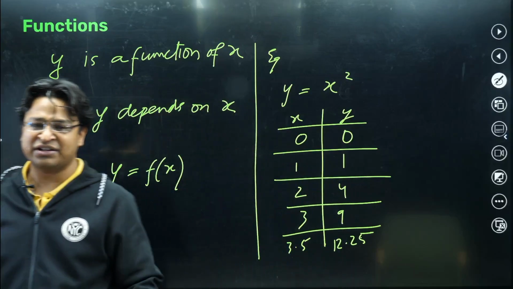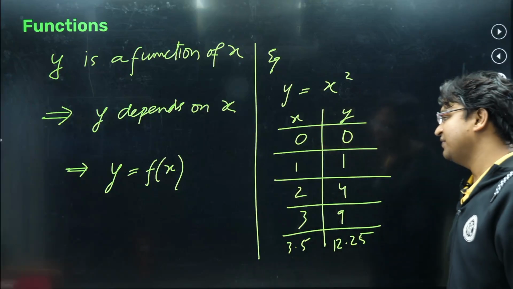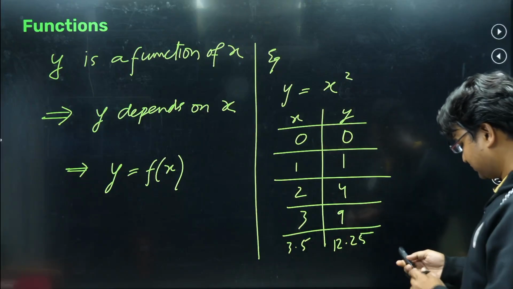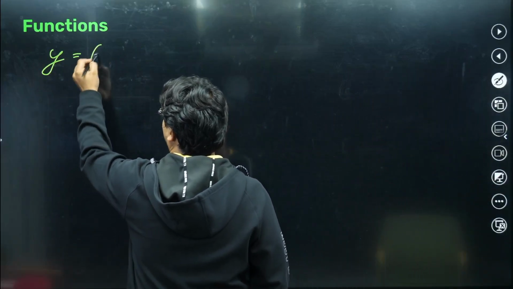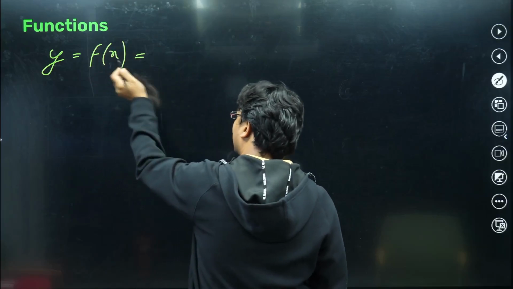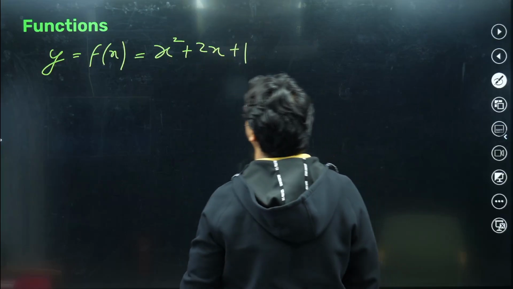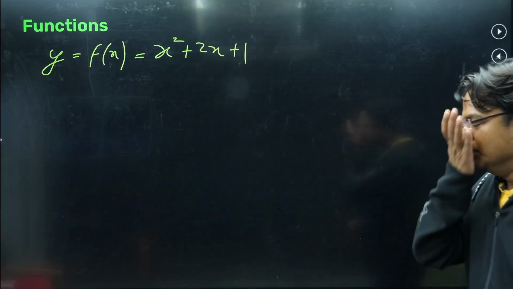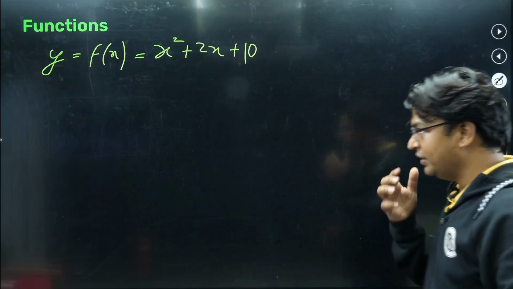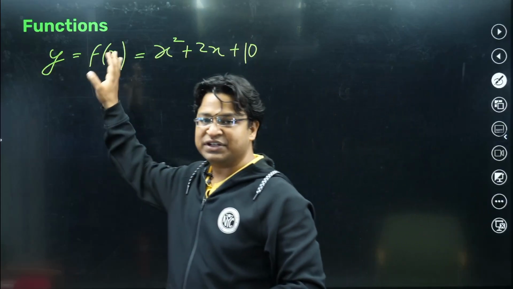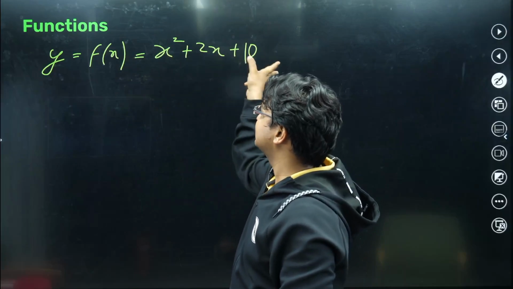So when you change x, y tends to change. Such a situation is called y is a function of x. Now suppose I write y is a function of x, and then I continue to write f(x) = x square plus 2x plus 10. Then what does that mean? That y is a function of x, and that exact dependence, exact relation between y and x is this.